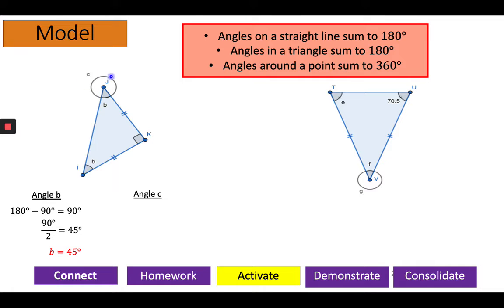Angle C is around a point with angle B. We take 360 minus our angle B, which is 45, and we get 315. So angle C is 315 degrees.